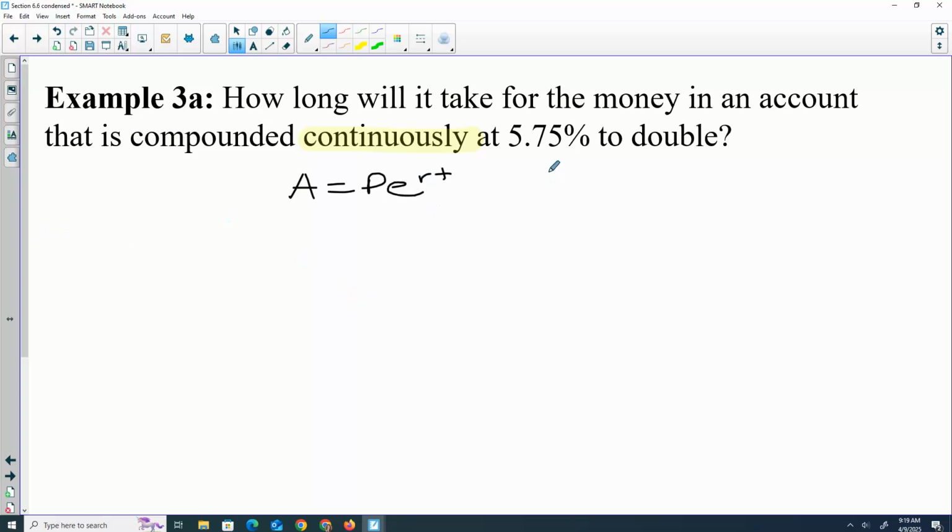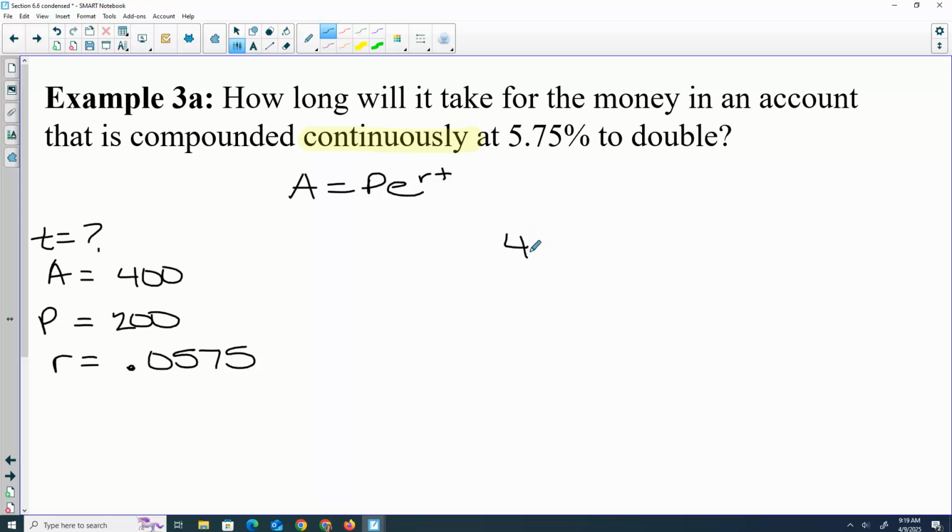Okay. At 5.75% to double. So we want how long? We're looking for time. My rate is 5.75%, so 0.0575. If it's doubling, did I tell you how much we were starting with? So pick an amount. How much do you want to start with? 200. Then if I double it, I would end with 400.